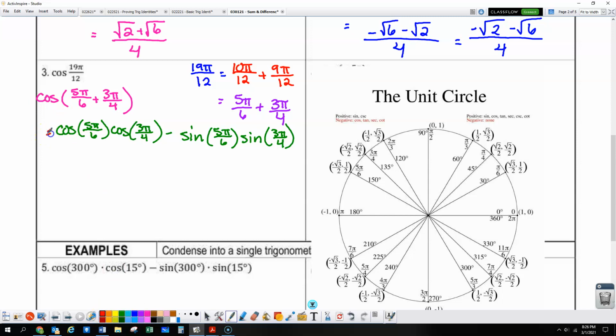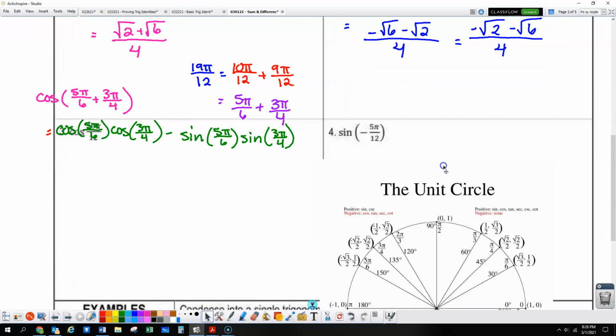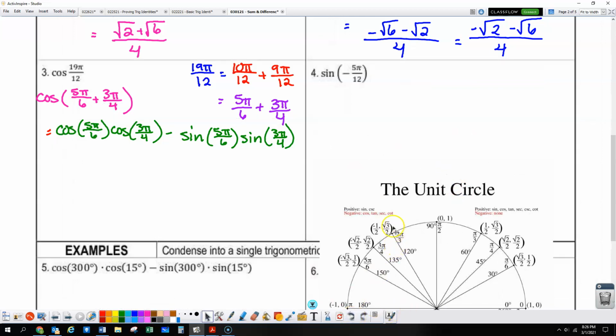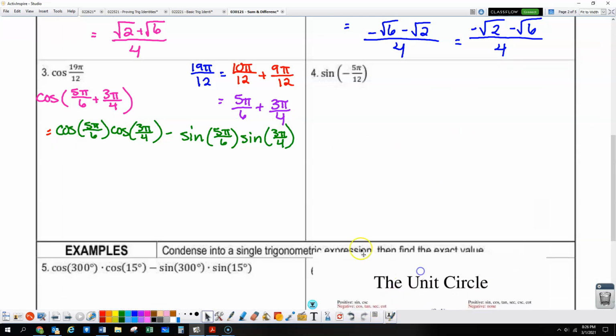Okay, so now this you should be able to do without the unit circle, right? You should have these memorized, right? So cosine of 5 pi over 6, that is negative square root of 3 over 2. Cosine of 3 pi over 4, that's negative root 2 over 2. Minus sine of 5 pi over 6, that is 1/2. And sine of 3 pi over 4, that is square root of 2 over 2.